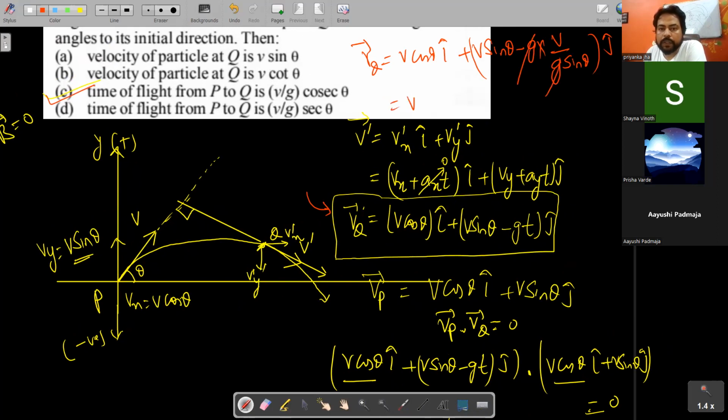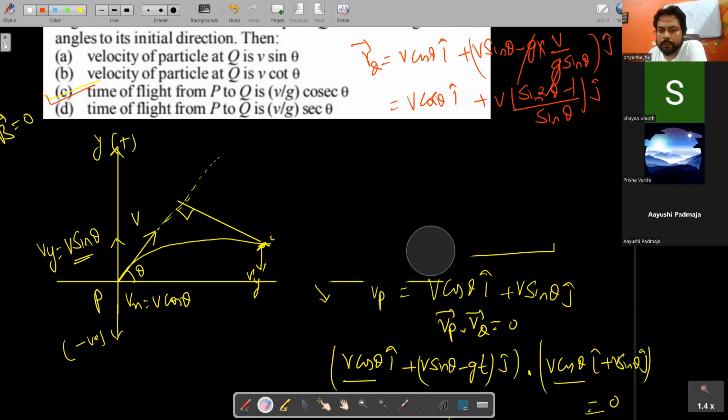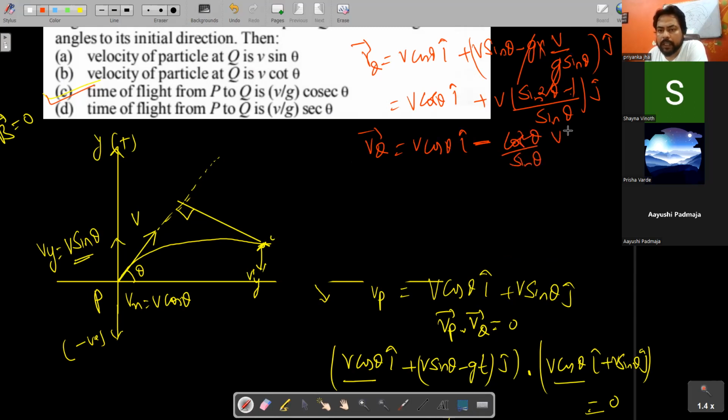g is gone. So this is V cos theta i plus V common. If we take LCM, sin theta into sin theta, sin square theta minus 1 upon sin theta j. So this VQ would be V cos theta i. Take minus sin common out, so this would be 1 minus sin square theta, that would be cos square theta. So cos square theta upon sin theta and Vj.